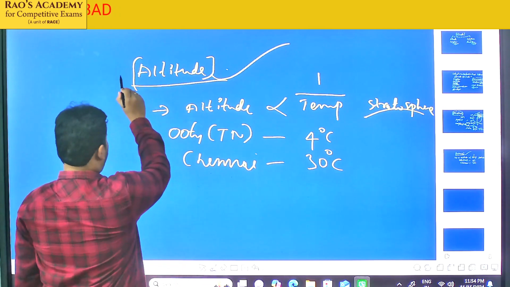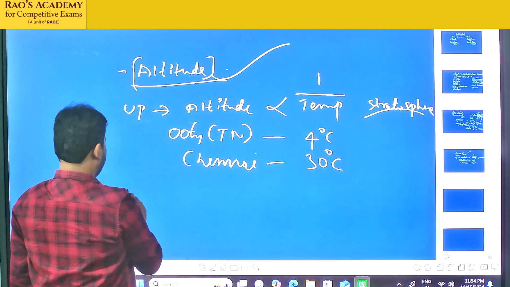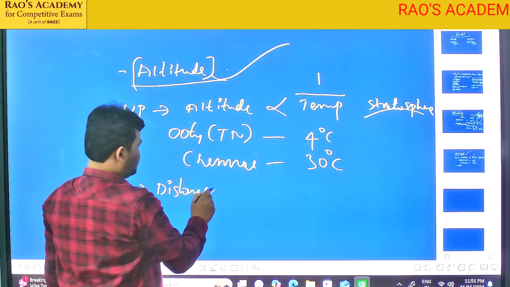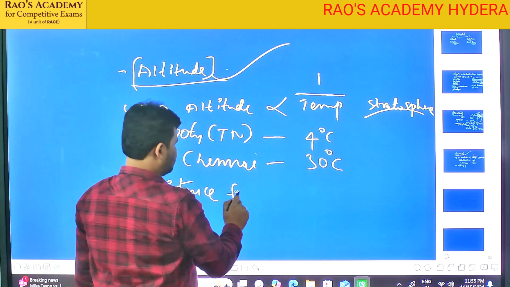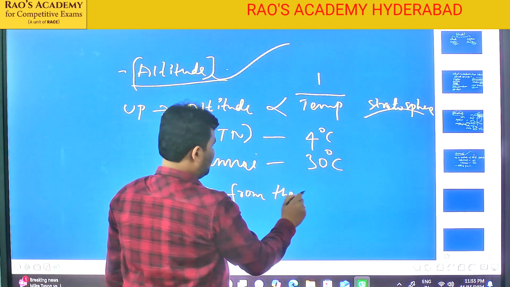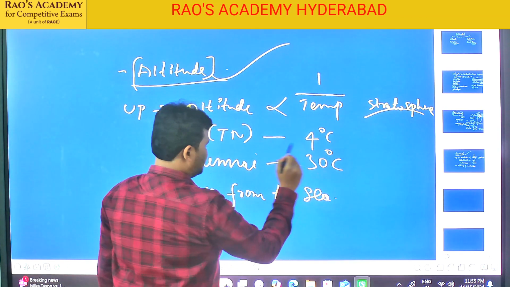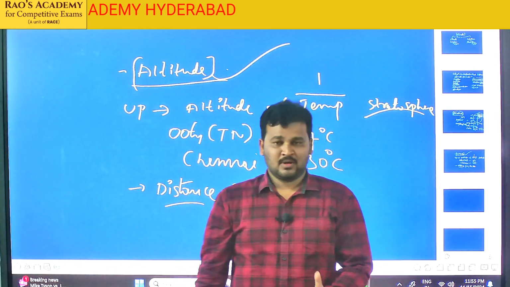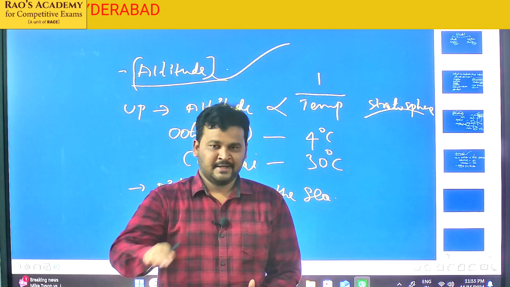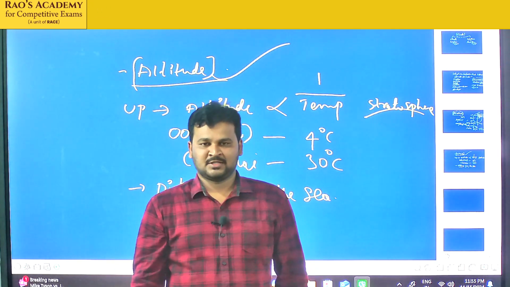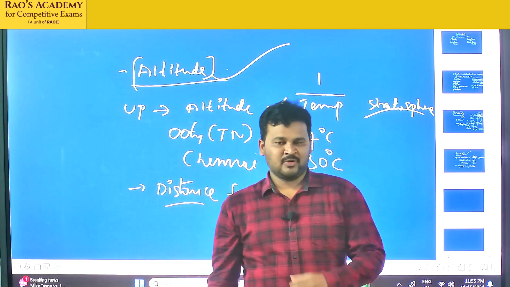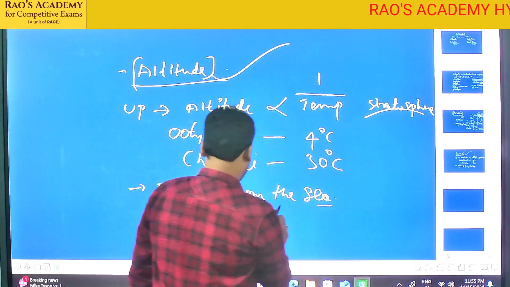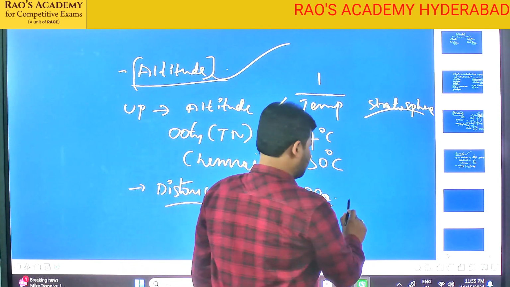And one more phenomenon is the distance from the sea. One more factor that is influencing the climate is the distance from the sea. See, my dear friends, if we move from coastal areas to interior areas, the temperatures are varying. Climatic phenomena are also varying, right? So let me explain here. Let me give one example related to distance from the sea.